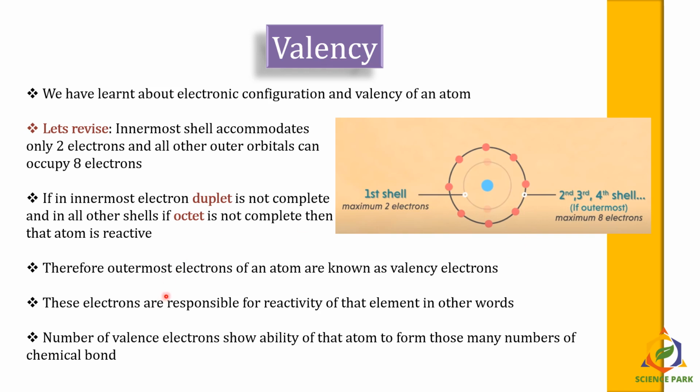Therefore, outermost electrons of an atom are always known as valency electrons. These electrons are responsible for the reactivity of that element. In other words, the number of valence electrons shows the ability of that atom to form that many chemical bonds.